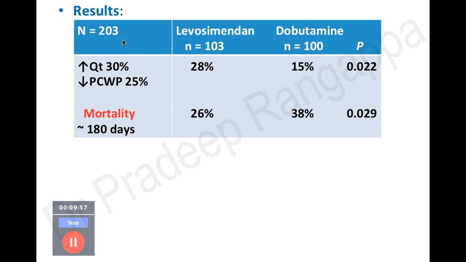203 patients were included, 103 in levosimendan and 100 in dobutamine. As you see, the improvement in the cardiac output and reduction in the wedge pressure, the primary endpoints, were attained in a much larger group of patients, 28% compared to 15%. That was statistically significant. And even here, there was a mortality benefit. Mortality at 180 days was less in the levosimendan group as compared to the dobutamine group. So, which goes on to show the effect of levosimendan was much more enhanced and profound when compared to dobutamine.